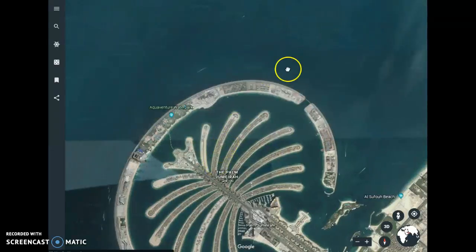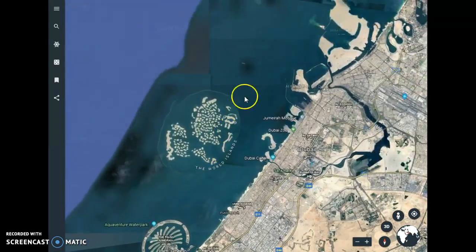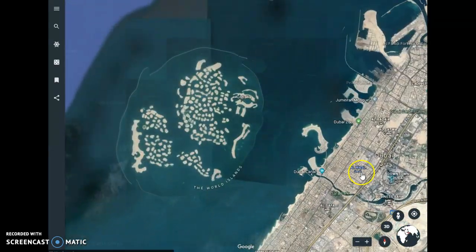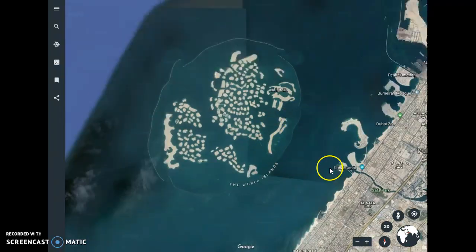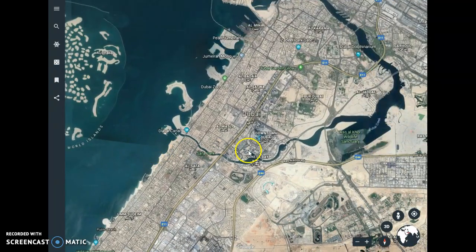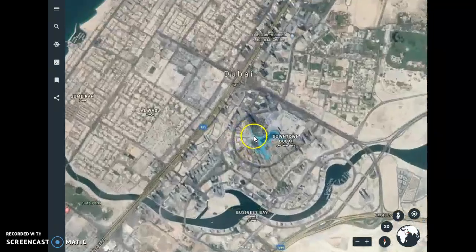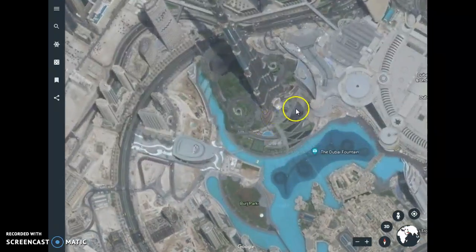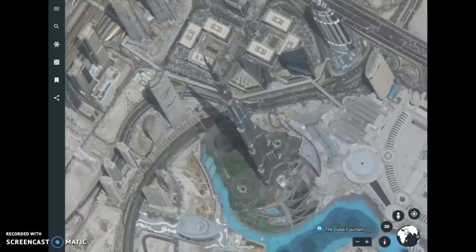You'll also find the World Islands, which were made to resemble the continents of the world. So you can see North America, South America, Africa, Europe, Asia, Australia, and even something that resembles Antarctica. Next to these islands, you will find the city of Dubai. And in Dubai, you will find the tallest building in the entire world, the Burj Khalifa.